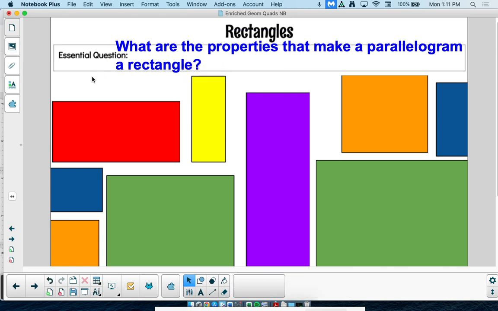So this unit, we started with quadrilaterals, which is just a four-sided figure. And then we talked about parallelograms, which is a specific kind of quadrilateral. And now today we're talking about a specific kind of parallelogram. The square. So it's a rectangle. We'll do squares tomorrow. So a rectangle has all the properties of a parallelogram plus two extra ones that make it a rectangle versus just a generic parallelogram. Okay?